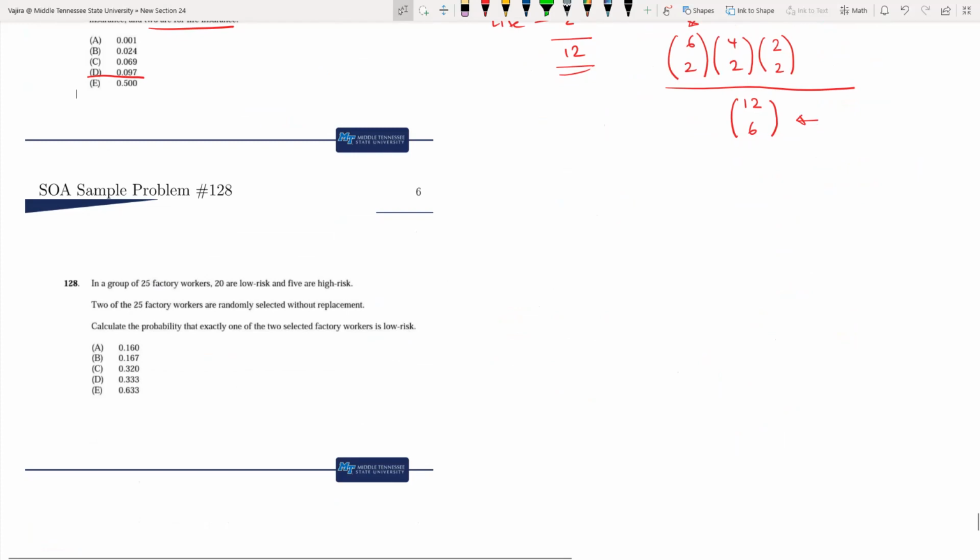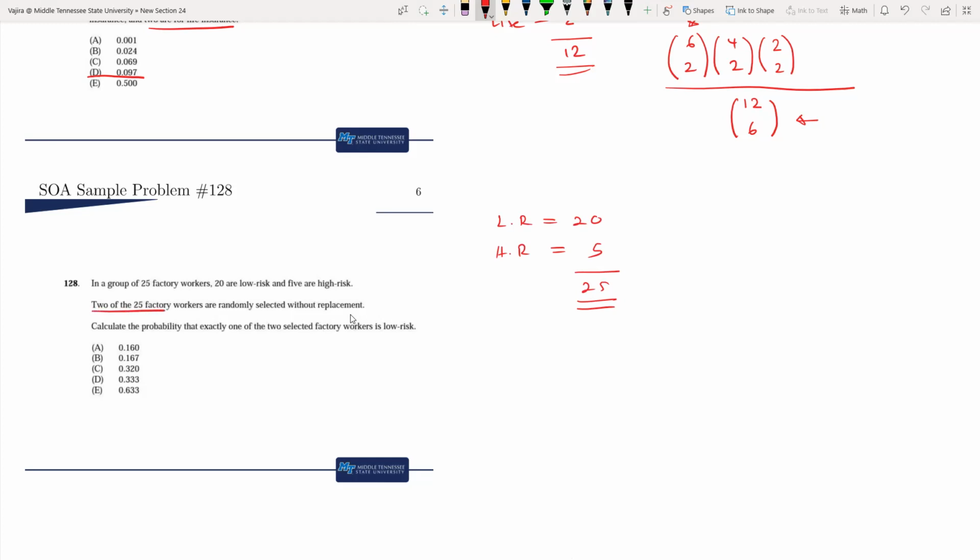So this is the last one we are going to do. Take a moment and read the problem. So this one says in a group of 25 factory workers, 20 are low risk, 5 are high risk. Okay, so there are low risk, 20, and high risk, there are 5. So total 25.